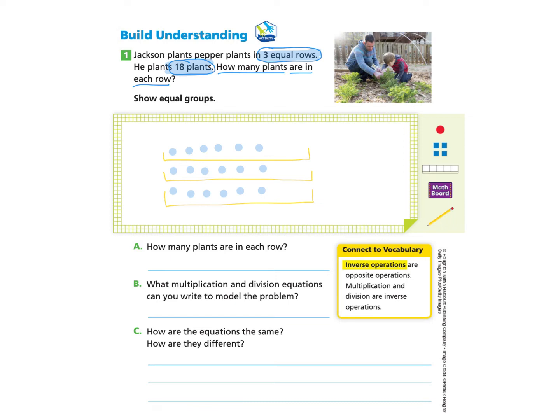Let's take a look at question A. How many plants are in each row? Well, you can count them. There are 1, 2, 3, 4, 5, 6. There are 6 plants in each row.